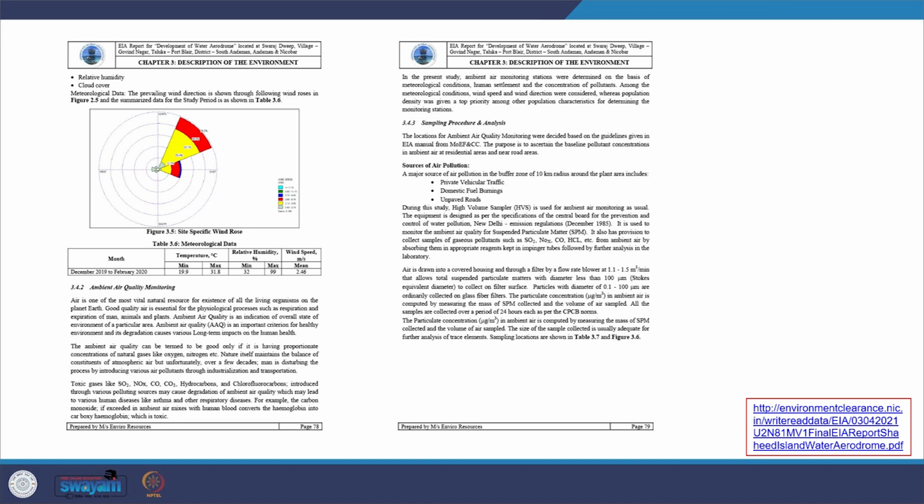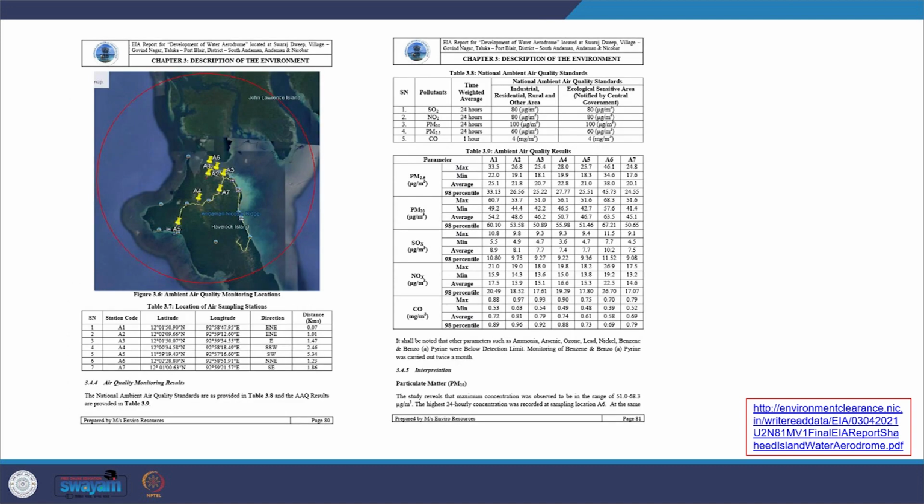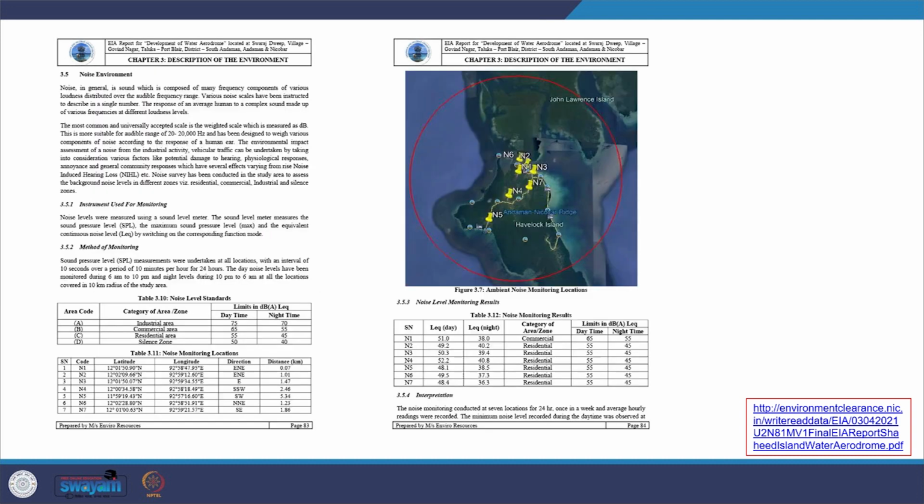So they have identified different sources of air pollution, and the ambient air quality monitoring locations in the report, and how they are following the national ambient air quality standards, and how the result of their survey has been compared with the standards. You also see that they have covered the noise environment, how they are doing it, what kind of instruments are used, and the methods of monitoring that noise, which they have detailed out here.